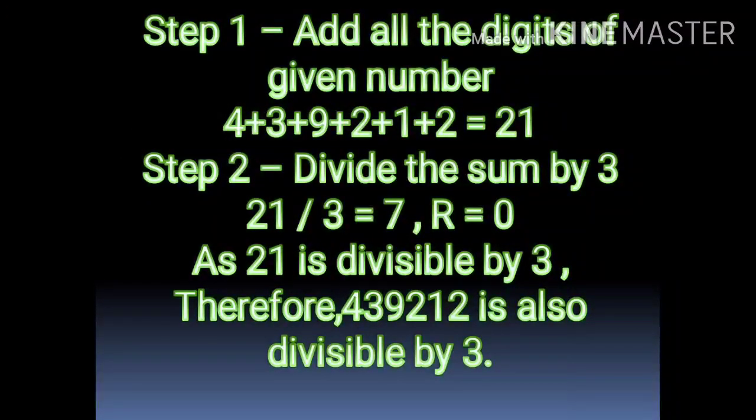Step 1 is add all the digits of the given number. That means we have to add 4, 3, 9, 2, 1 and 2. And the result we will get is 21. The second step is we will divide the sum. That means we will divide 21 by 3. And on dividing 21 by 3, we will get 7 as quotient and 0 as remainder. So it is clear here that 21 is divisible by 3. So the complete number 4,39,212 will also be divisible by 3.